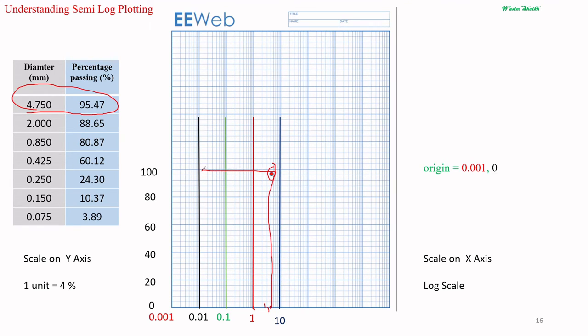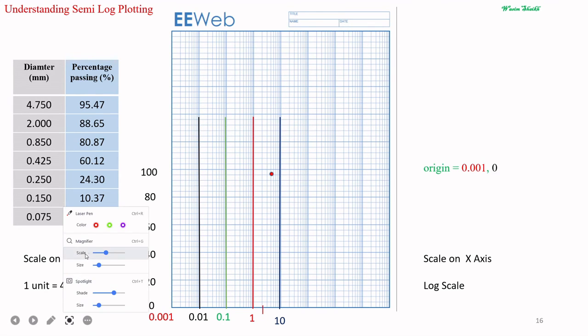95%. So this is how I'll plot this first point. Then I'll plot the second point, 2 comma 88.65. Let me just remove all of this. So this is my 1 and this will be my 2 over here. Let me just zoom in and show you where the 2 will be.